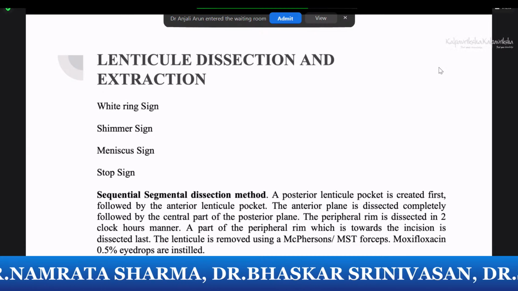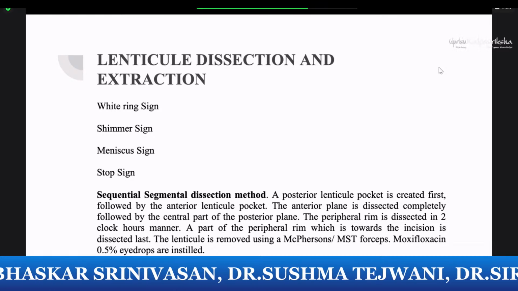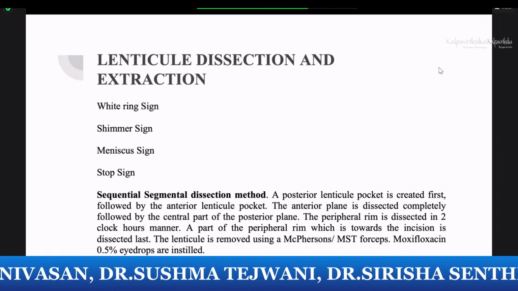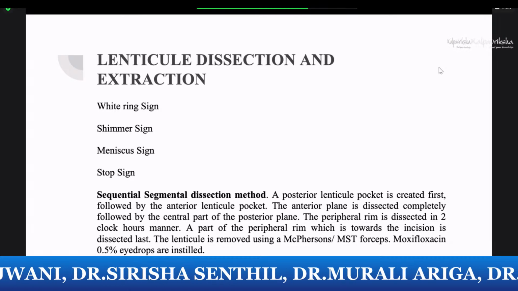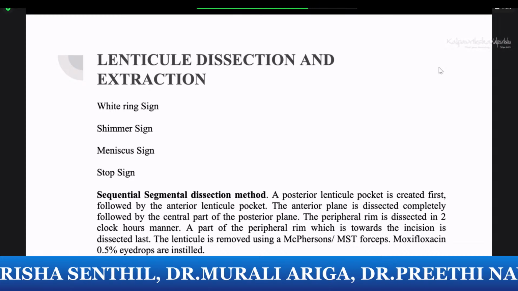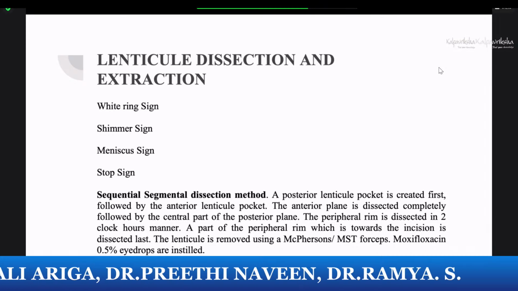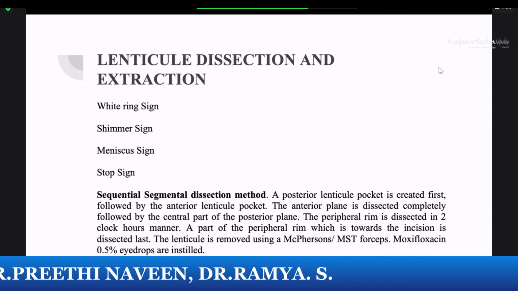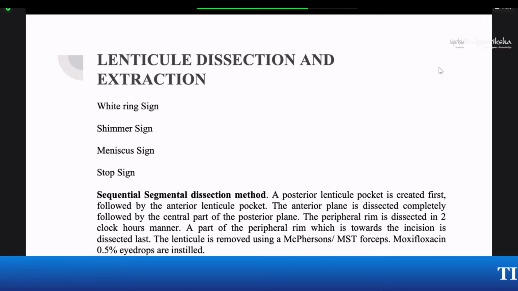Shimmer sign is described by Shetty et al. in 2017, seen as a bright reflex around the dissecting instrument, not visible during the dissection of the anterior plane. Meniscus sign, which has been described by Titiyal et al. in 2018, seen as a meniscus-shaped gap between the inner cut and the lenticular edge. The stop sign, which has been described by Sachdev et al. in 2020, is noted as a point of resistance at the junction between the dissected and undissected halves of both the anterior and the posterior planes.